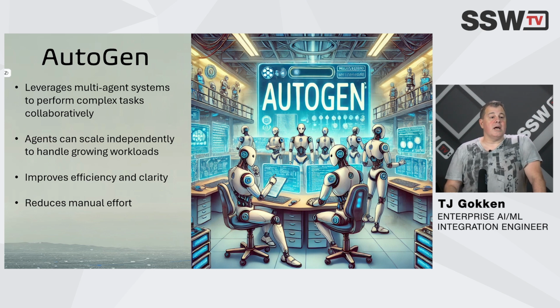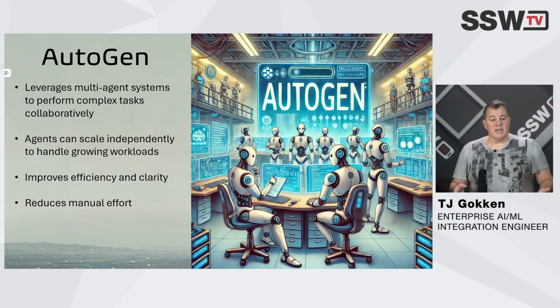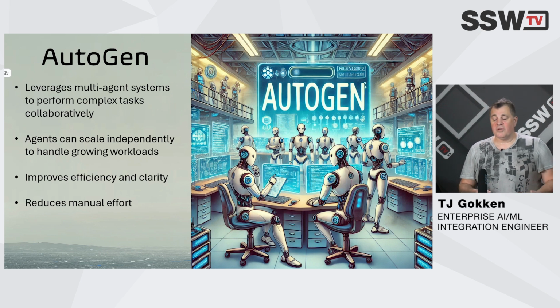And then AutoGen, when I asked the question, multiple agents, they're just going to talk to each other. They can scale independently. They can collaborate independently. It's actually pretty cool to see.